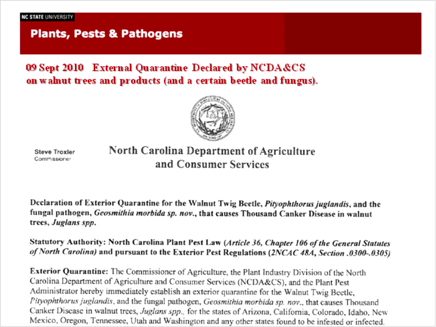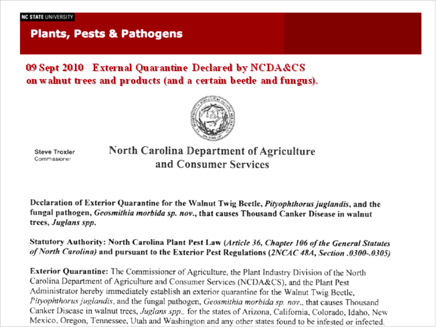This, in my career, is the first time that I can ever remember starting out a presentation with a government document. But I think this is interesting. The electrons aren't even dry yet on Commissioner Troxler's signature. This is, from last week, the external quarantine that the North Carolina Department of Agriculture and Consumer Services put out on walnut trees and certain other products and a certain beetle and fungus. And I'm going to take the opportunity here to talk about why this is happening and the disease that they're concerned about.